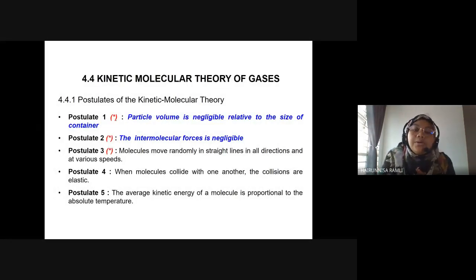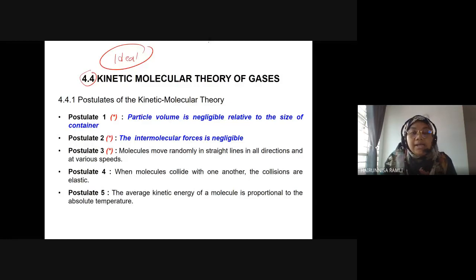Okay, so first we will go to the postulate. Okay, tadi kita cakap apa? Assumption. So, till now, till 4.4 ni, actually we are looking, or we are more related the gases with the ideal situation. That's why kita namakan the ideal gas.